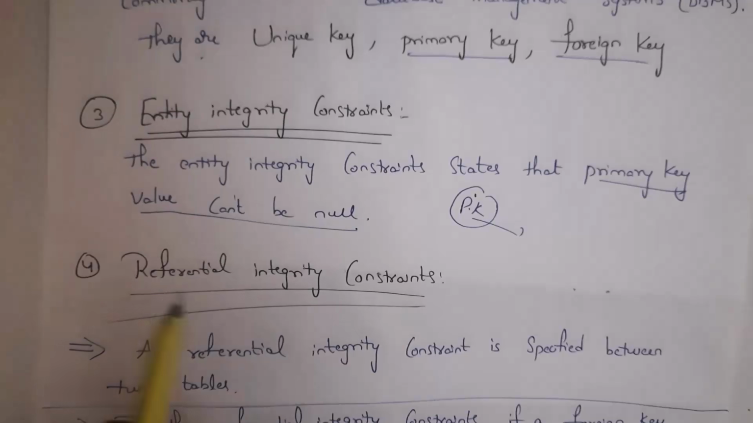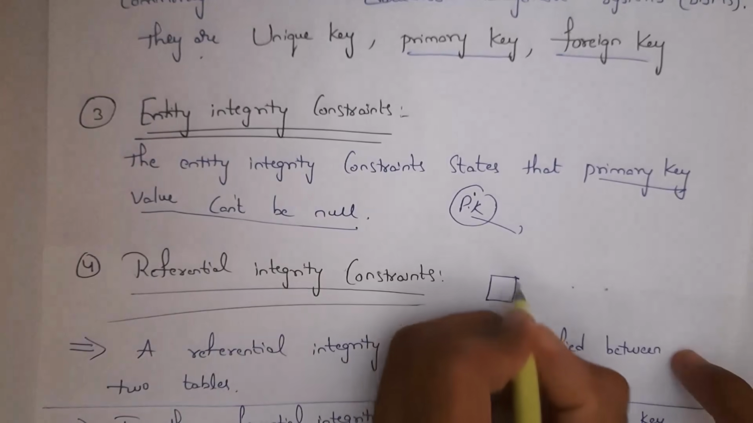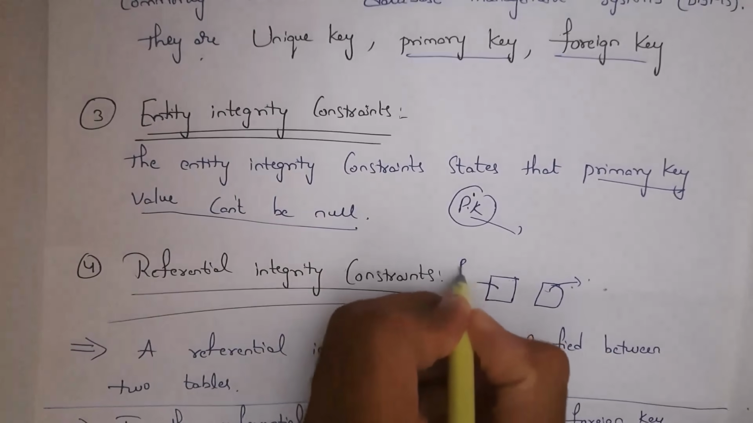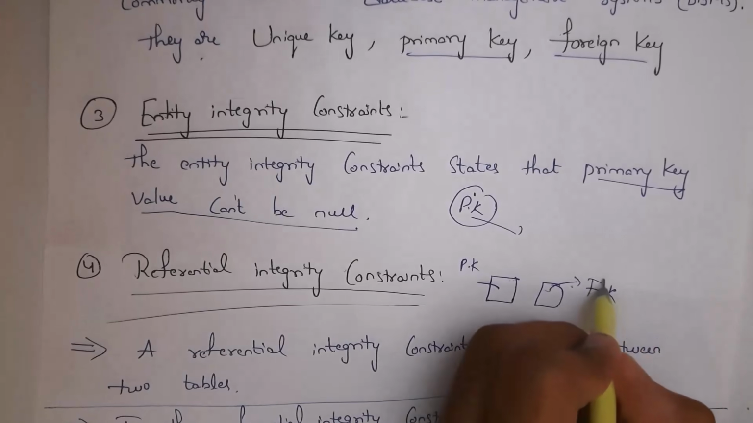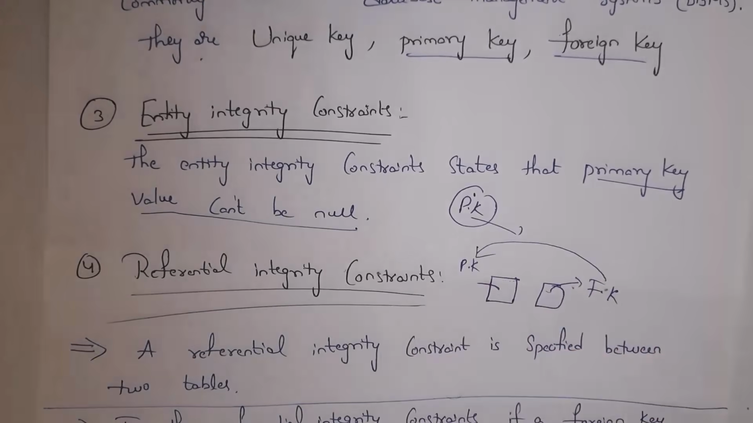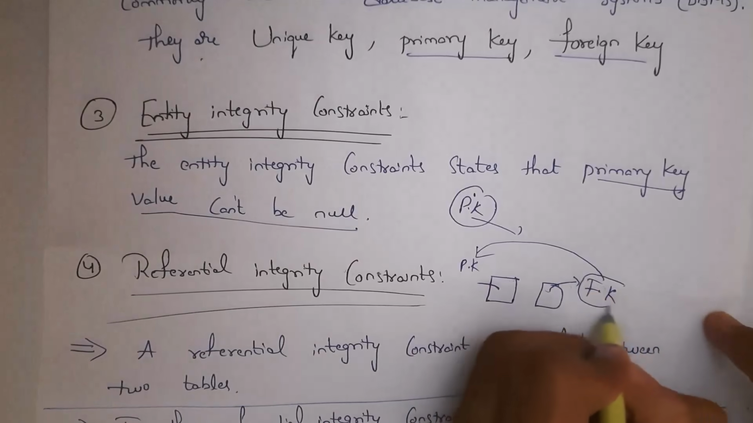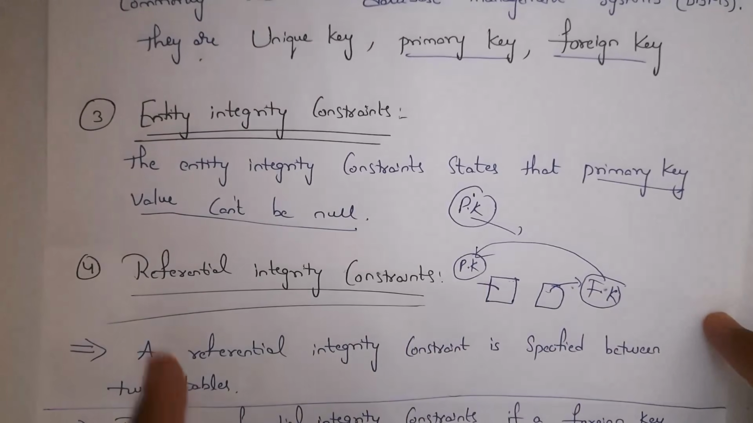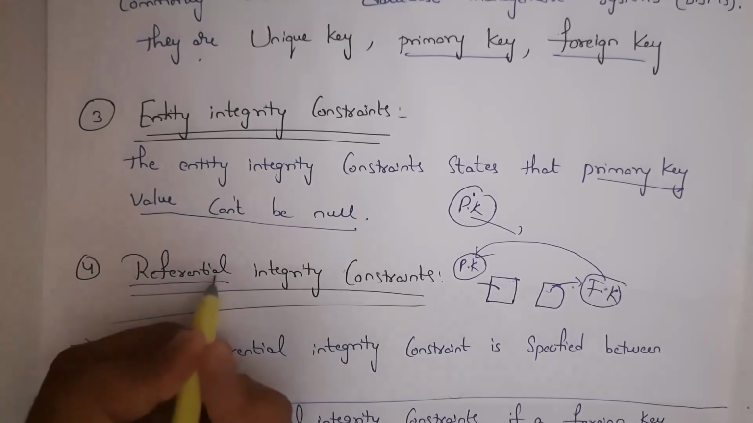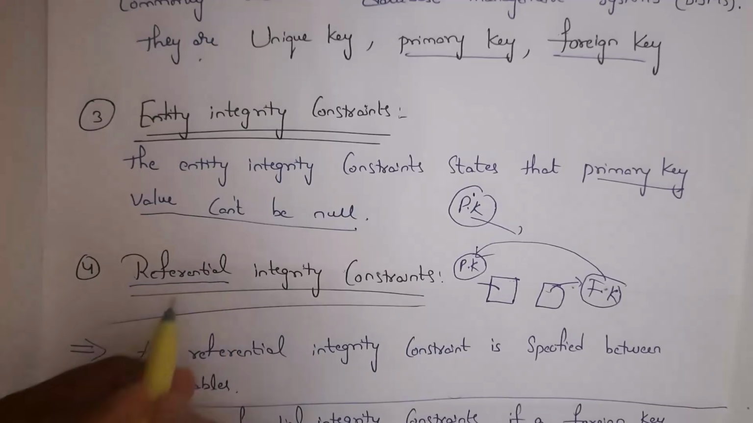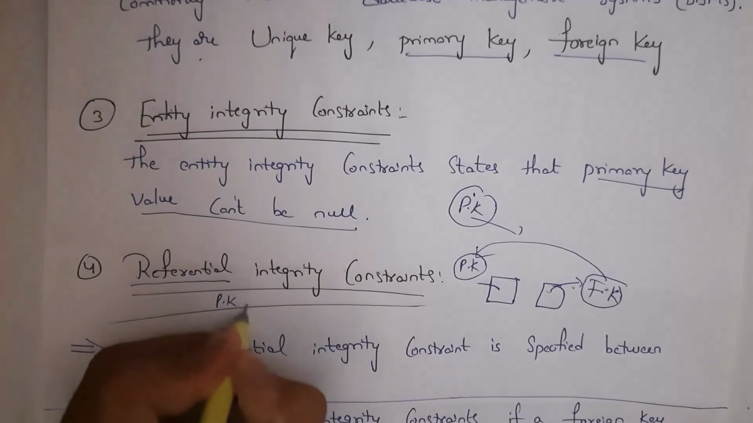And the last one is referential integrity constraints. A referential integrity constraint is specified between two tables. Guys, for example, let us consider there are two tables. For one table I gave a primary key and for the other table I gave a foreign key. This foreign key is connected to this primary key, that is, this foreign key is referring to this primary key. That is why we call it a referential integrity constraint. Referential is nothing but a foreign key referring to a primary key. Here also you need to give a primary key and foreign key example.